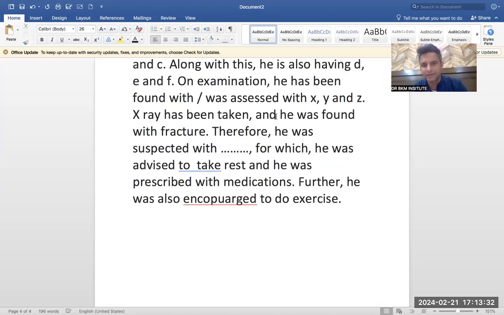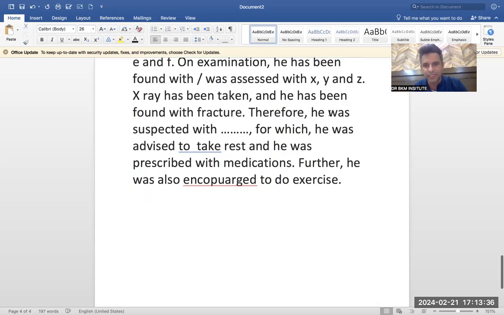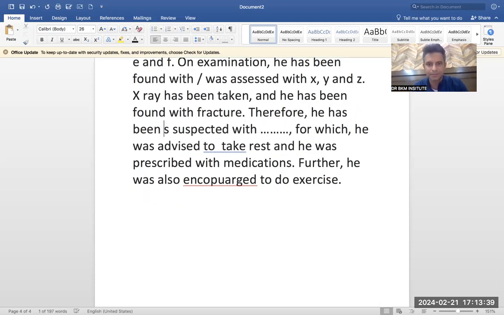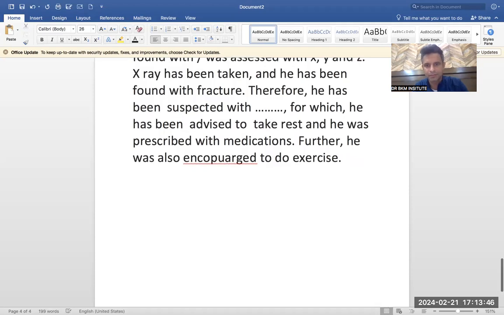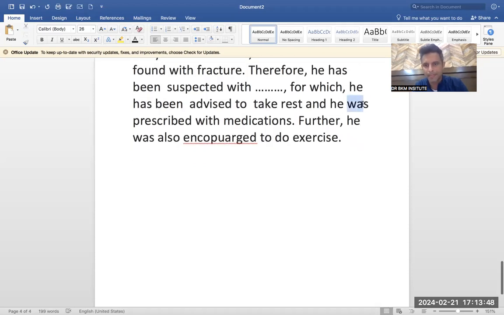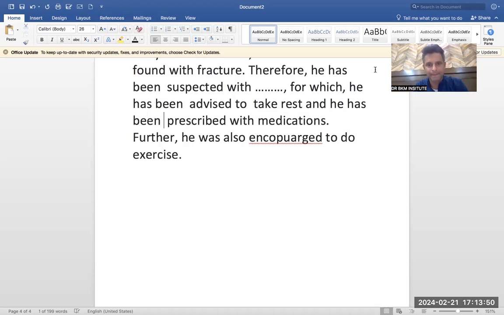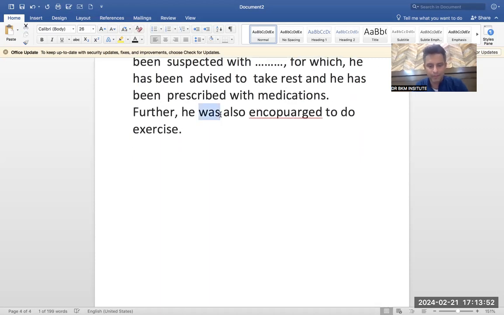I will not even read it. It will all be fine. I will read it in the last. First, I'm changing it. Therefore, he has been suspected. That is today visit. I'm just changing was into has been. Nothing else. Also doesn't look nice here. So also I would like to keep in between. That's the only point. Encouraged. Nothing changes again. That is why OET is easy.